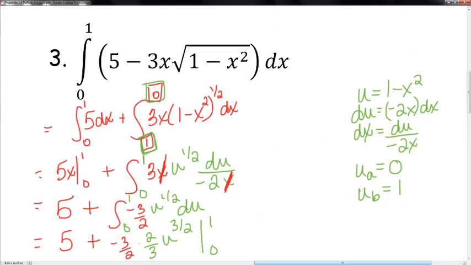And hopefully you notice your fractions are going to cancel each other out. So I'm left with 5 minus u to the 3/2. When I plug in 1, u to the 3/2 gives me 1. 0 to the 3/2 gives me 0. And so I get 5 minus 1 minus 0, which is 4.